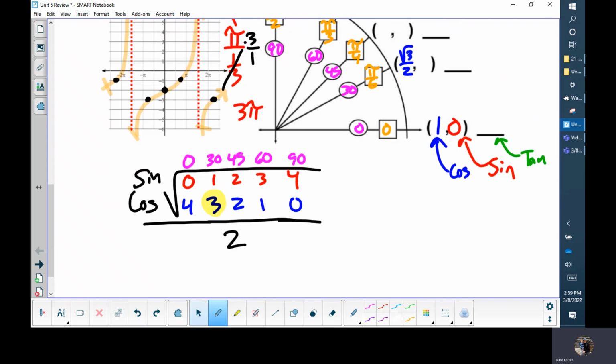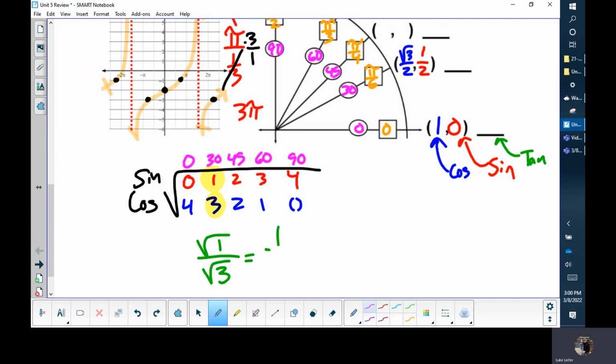Okay, if I wanted to do sine, I'm going to go up a row. Square root of 1 over 2. Well, the square root of 1 is 1, and I get 1/2. If I want to do tangent, I ignore this. Tangent, I could care less about the dividing by 2. I just focus on sine and cosine. And for tangent, I would get square root of 1 over square root of 3.